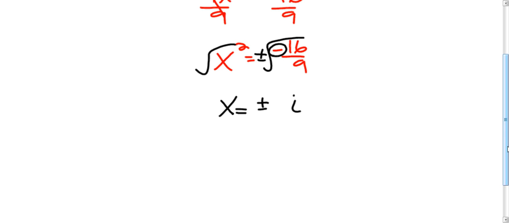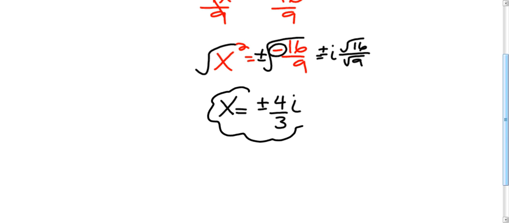I know I have to have an i because I have a negative underneath the radical. And then this is really the square root of 16, so I'm going to do plus or minus i times the square root of 16 over the square root of 9. When you have the square root of a fraction, you can think about doing the top and the bottom separately. So the square root of 16 would be 4, and the square root of 9 would be 3, and I will put that whole number in front of the i, not behind it, okay? So that's my answer to this problem.